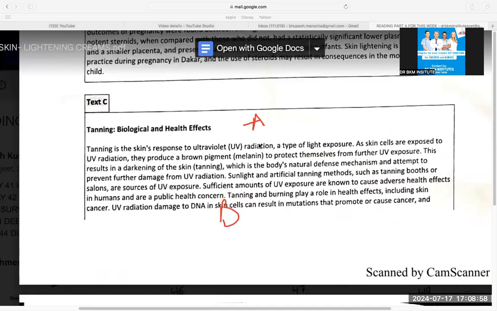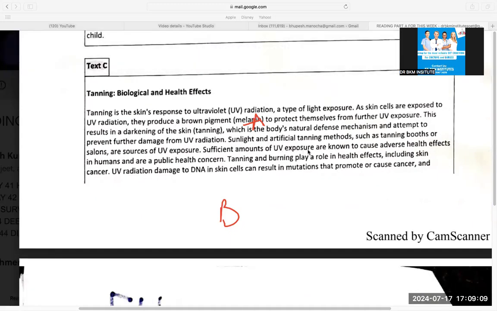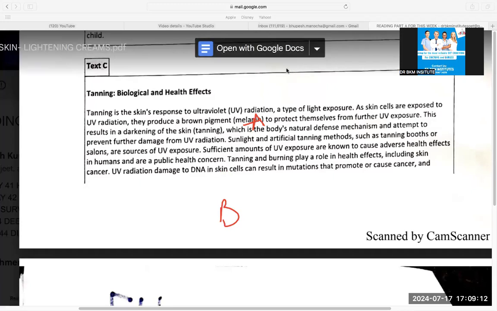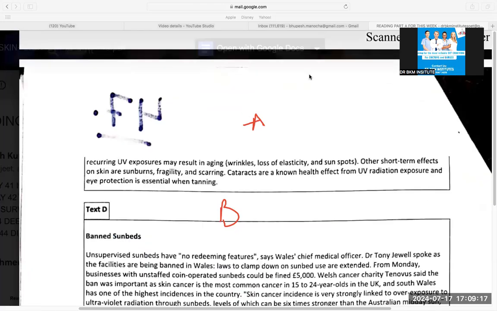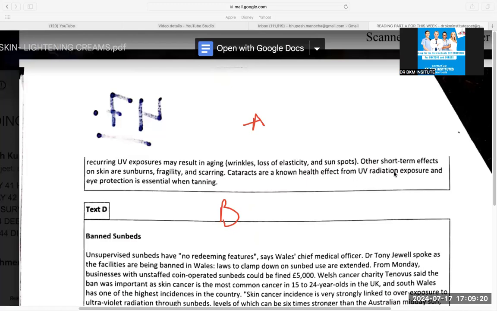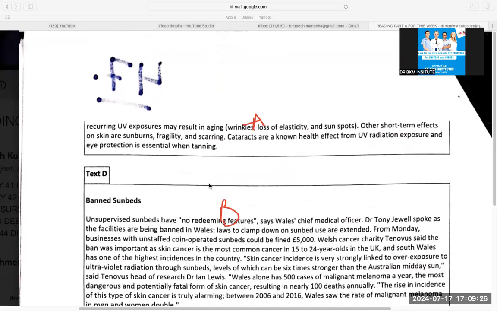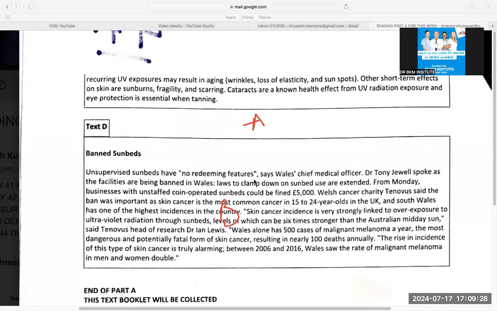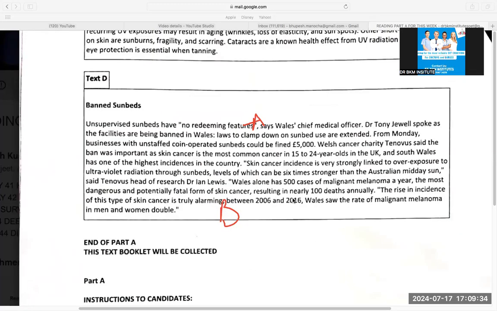Then in paragraph C they are talking about UV radiation, ultraviolet. The keywords were ultraviolet radiation, melanin, tanning, and the phrase sufficient amount of UV exposure. So the UV exposure question should be done here. Then health effects from radiation exposure, potential, and unsupervised tanning. Then they talk about age, dangerously fatal skin cancer, and then there is the word malignant melanoma.